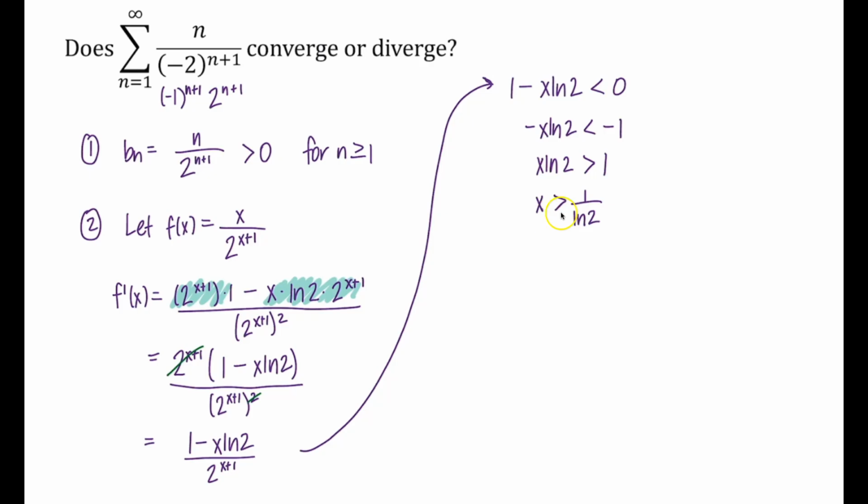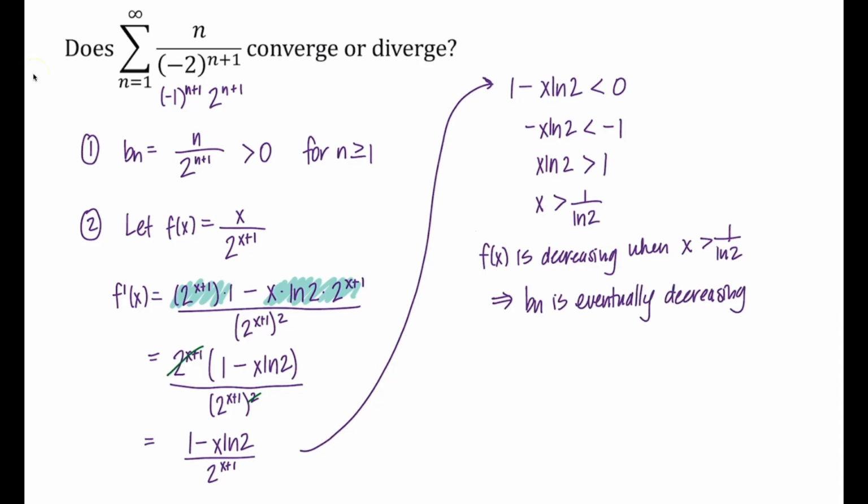So for x values bigger than 1 over natural log 2, f of x is decreasing. What we know is that f of x is decreasing when x values are greater than 1 over ln 2. Well, that means b sub n is eventually decreasing. So the second condition is satisfied. And the third condition is that the limit as n approaches infinity of n over 2 to the n plus 1 must equal 0, and it does.